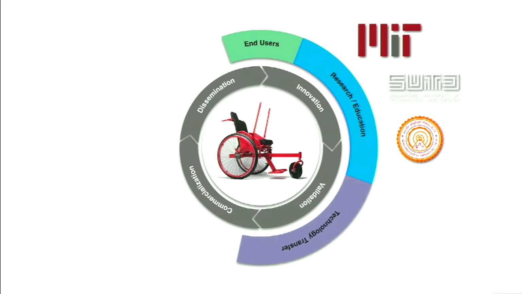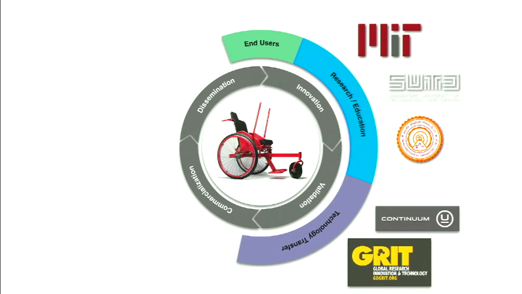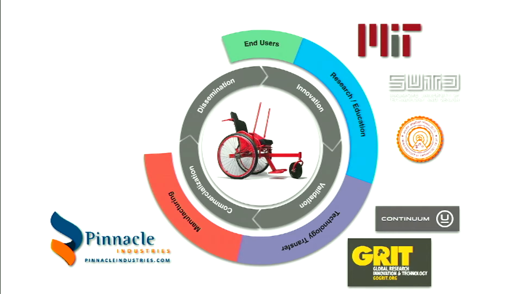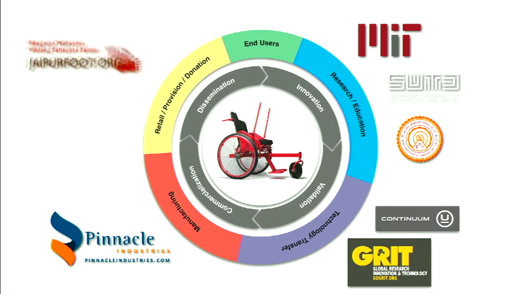Then you will often find that there's a massive gap between an academic prototype and a commercial product. And so we had to bring in resources in order to bridge that gap. We started GRIT to do that, but we also worked with a product design consultancy, Continuum, to help us productize this thing. We had to figure out how to commercialize it, and that was important to bring in Pinnacle Industries, what became our manufacturer. And then it was also important to work with organizations that disseminate chairs, Jaipur Foot.